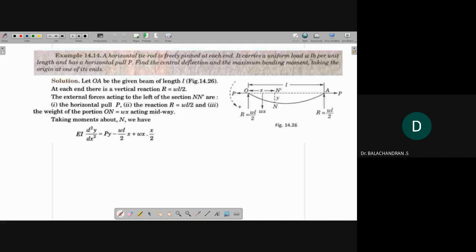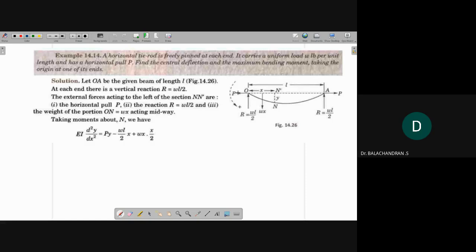It carries a uniform load omega lb per unit length, and has a horizontal pull, this is the horizontal pull, capital P. Find the central deflection and the maximum bending moment, taking the origin at one of its ends. This is the origin O, one of the ends.